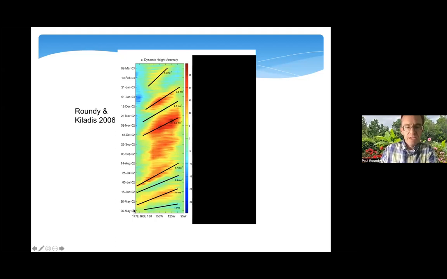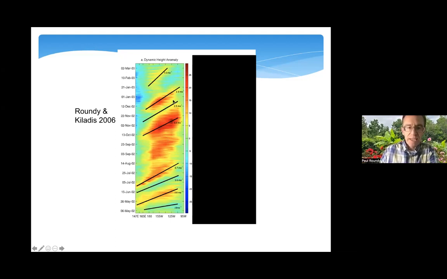This is 2002 to 2003, and we're looking at a quantity called dynamic height anomaly. This is what buoys can give us that's the closest approximation of sea surface height. So a sea surface ridge, sea surface trough, time is going up. These disturbances are moving from west to east across the basin, and they have a phase speed associated with them. Each one of them is a little different.